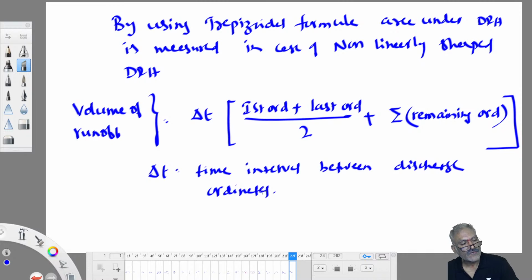Let us work out a few numericals before we close this topic. More numericals we will work out in tomorrow's class. But let us start with the simple numericals. Then we'll try to solve tough numericals also. Shall we proceed with numericals?